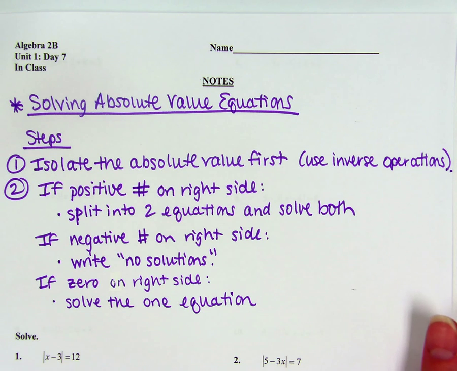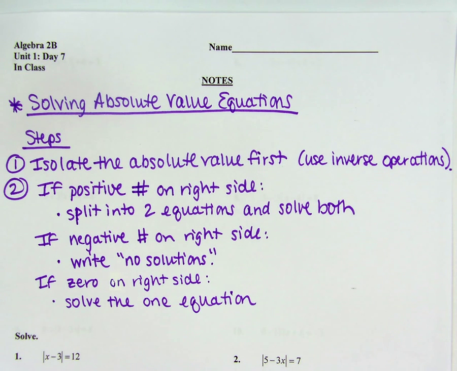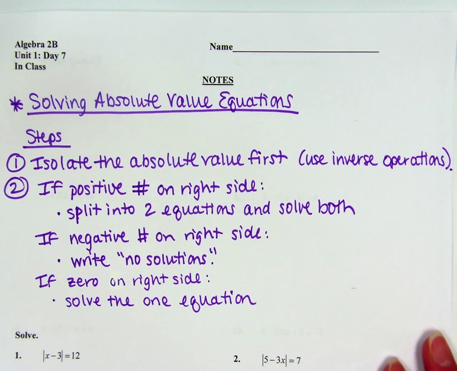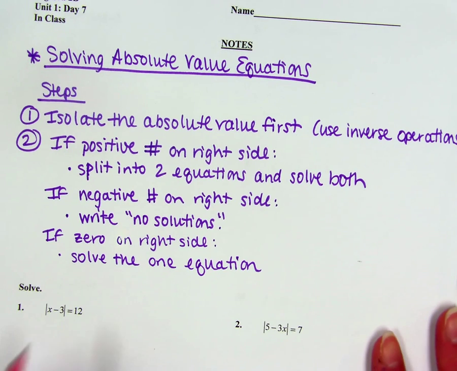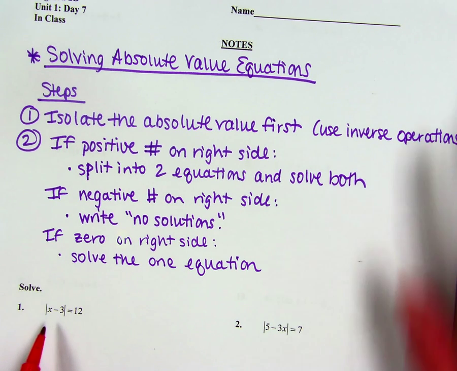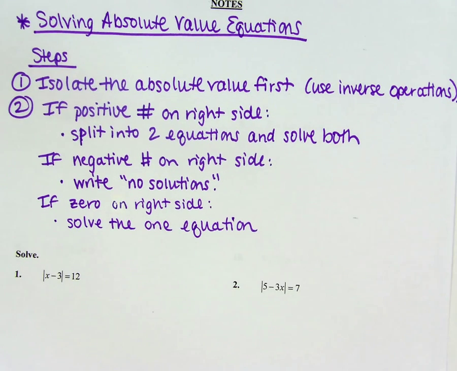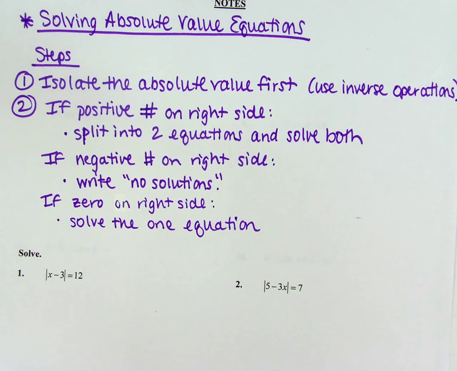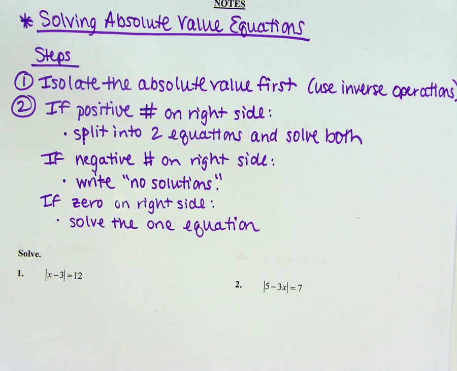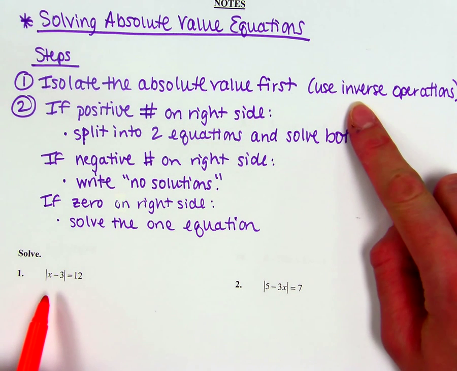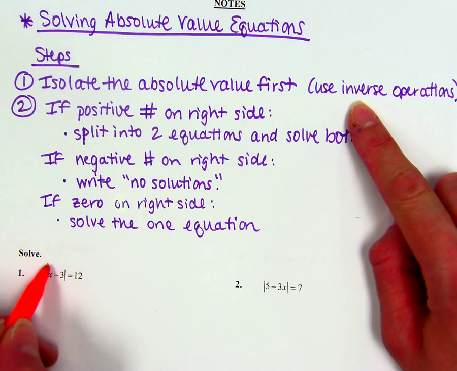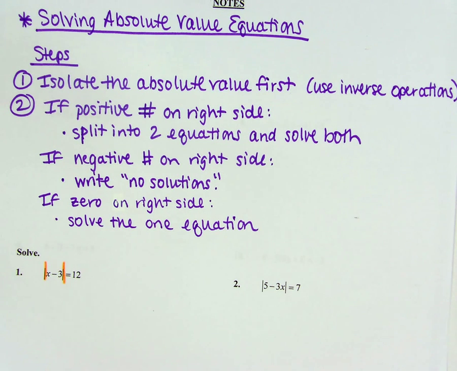Okay, so we're going to do some examples together, and some examples you're going to try on your own. All right, so number one, isolate the absolute value. That means make sure that the absolute value is the only thing on the left side of the equation. So if that's the case, then we don't really have to do step one, because this absolute value is already by itself, the only thing on the left side of the equation.